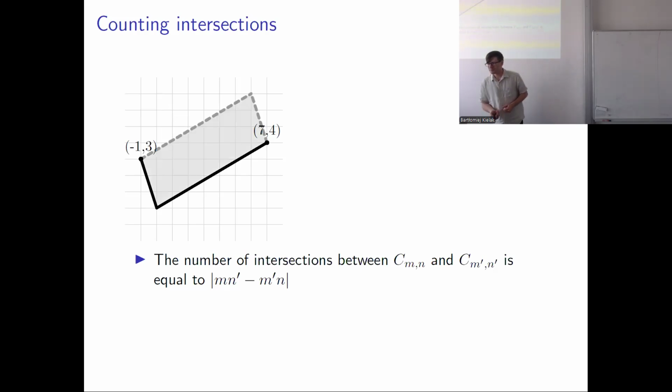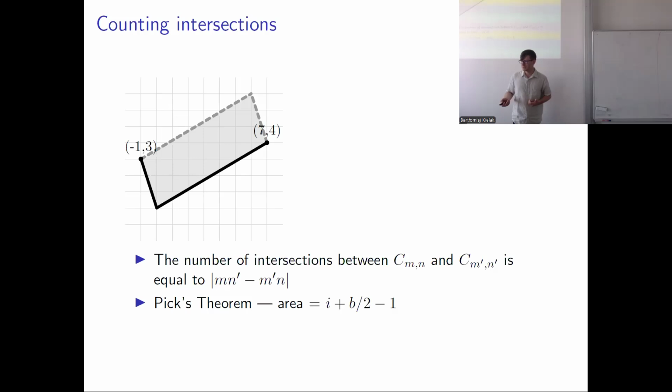So it's pretty cool, but the question is why this number has something to do with the number of intersections of those two curves. And just to give you some intuition, recall that we're working on integer points in our real plane, and if we have some polygon which is defined by such integer points, then we also have Pick's theorem, which says that the area of such a polygon is given by the number of points which are inside our polygon, plus half of the points which are at the boundary, minus 1.